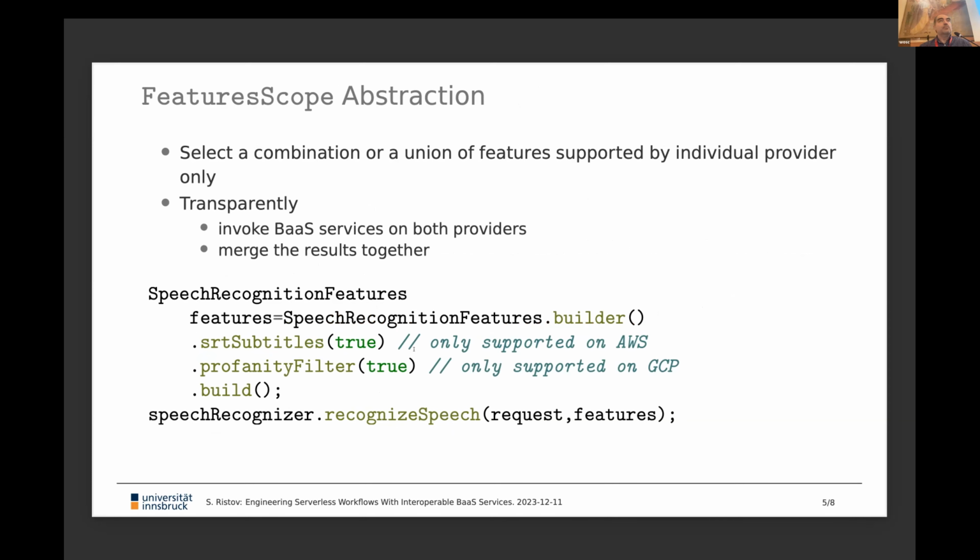Or if we have two features that are supported by different providers, I want to add SRT subtitle true and profanity filter true. The first one is supported only by Amazon, the second one only by Google. But as a developer, I don't want to take care of who supports what. I want to code only these two lines of code.